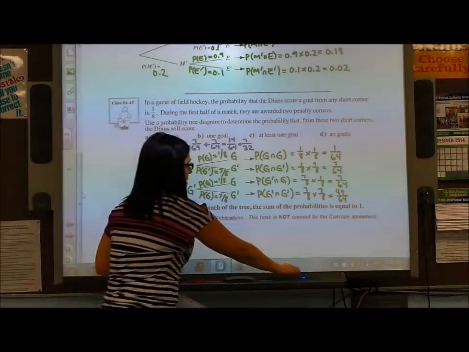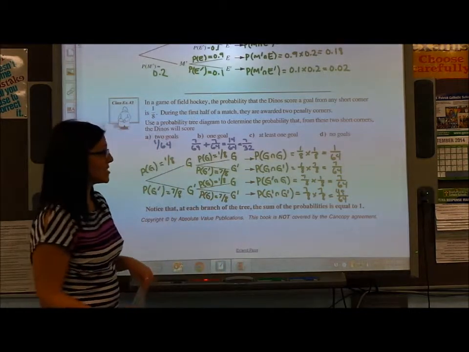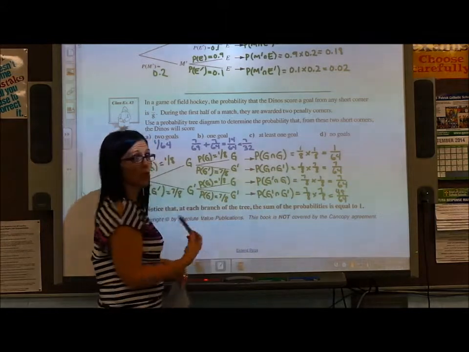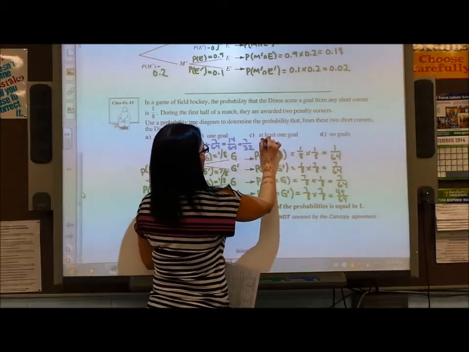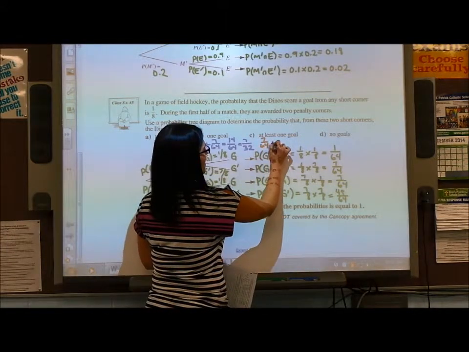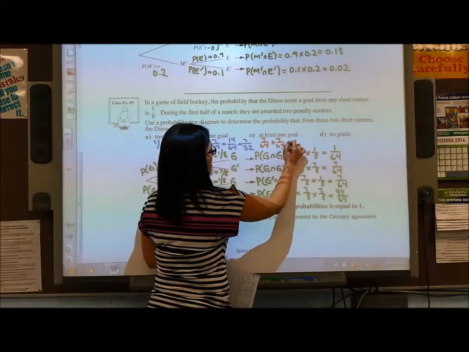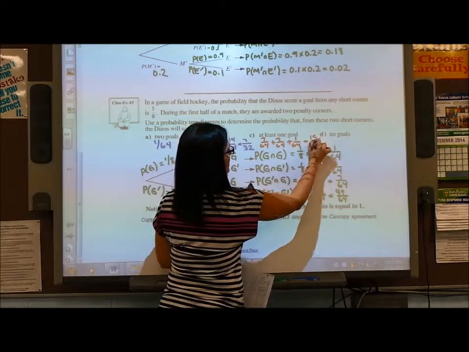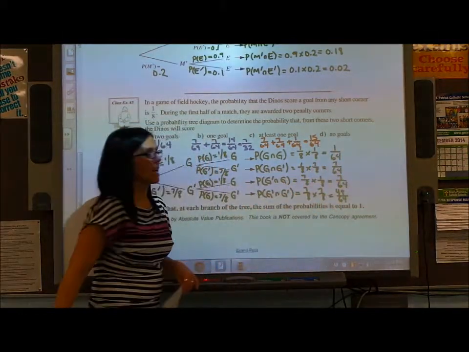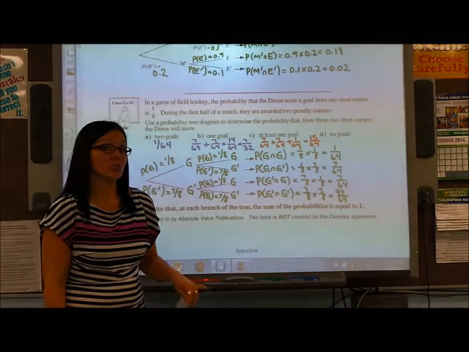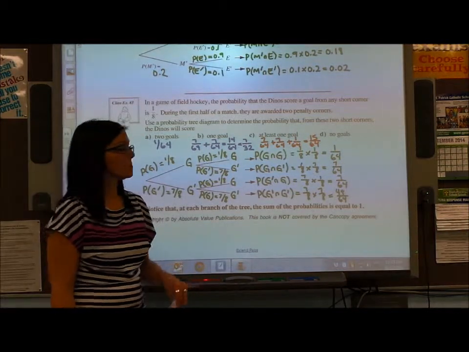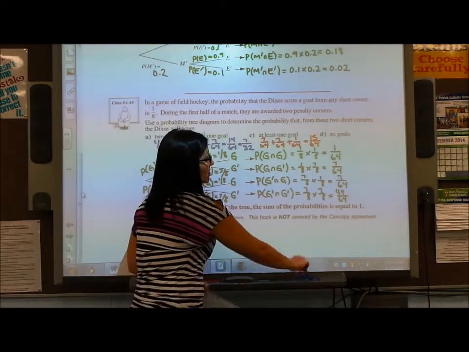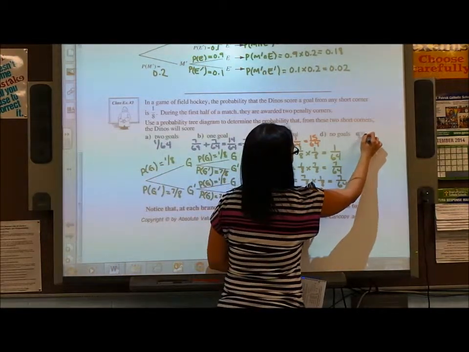For C, the probability that they score at least one goal, there's one goal, or they could score two. So I have 7 out of 64 plus 7 out of 64 plus 1 out of 64 for a total of 15 out of 64 chances that they could score at least one goal. And finally, the probability that they do not score a goal at all is 49 out of 64.